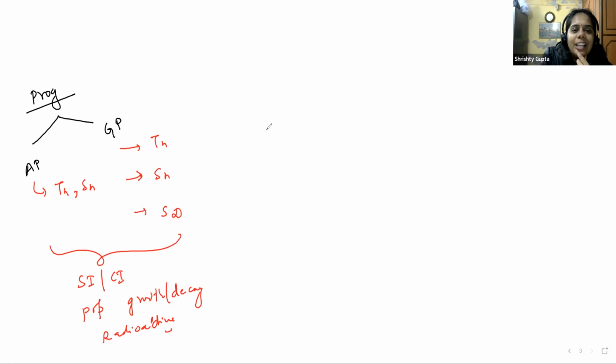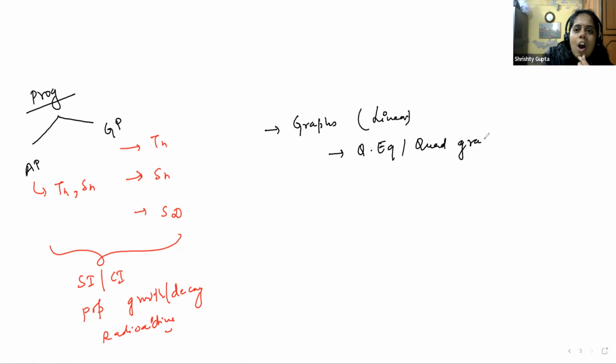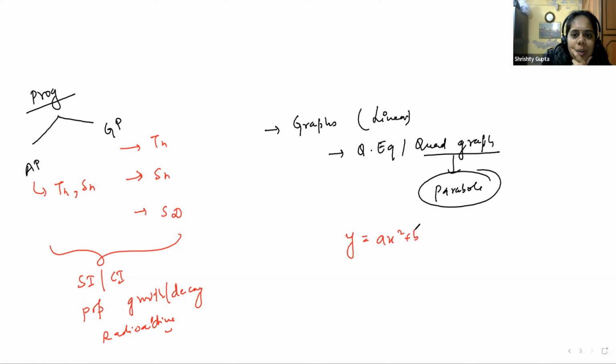Second thing, they might test you on graphs. When I talk about graphs, they might test you on linear graphs, and specifically they put more focus on quadratic equations and quadratic graphs. When I say quadratic graphs, or second degree graphs, I'm basically talking about parabolas. A parabola is given by y equals ax square plus bx plus c. Here the sum of roots is given by minus b by a, and the product of roots is given by c by a. This is a quadratic function.